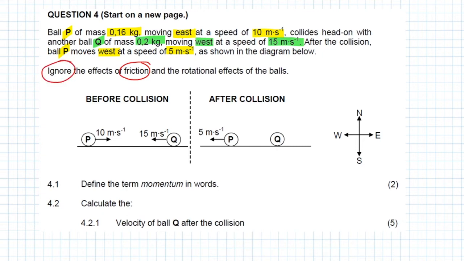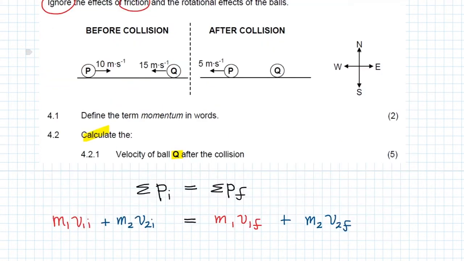So question number 4.1 says, define the term momentum in words. I'm going to leave that up to you and move on to the second question, which says, calculate the velocity of ball Q after the collision. In this case, we're going to make use of the ordinary form of the principle of conservation of linear momentum as follows. We say the sum of the initial momentum is equal to the sum of the final momentum, and we expand the formula.